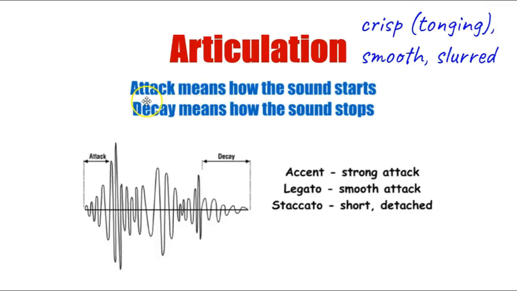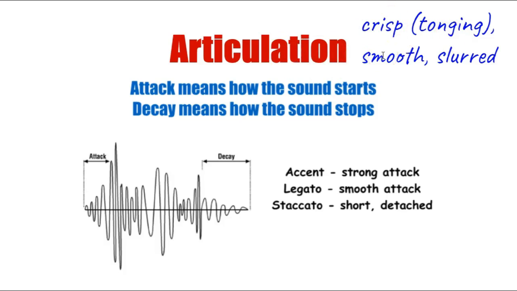Articulation. The attack is how the sound starts. The decay is how the sound stops. Essentially, articulation is how you pronounce the note. Whether we're talking about the beginning of the pronunciation or the end of it, you've been working with me on crisp tonguing. That's a crisp articulation.